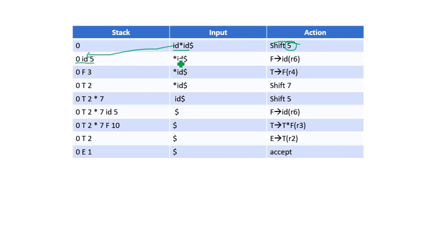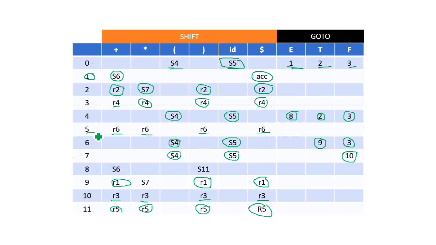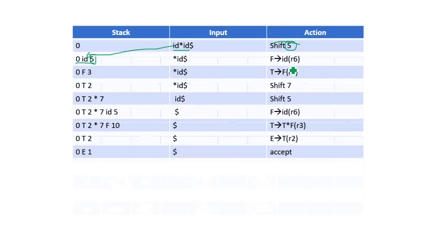Now star is on the right side, 5 is on the left side. So 5 comma star is R6. We can go to the table. 5 comma star is actually R6. R6 is the production F tends to id. When it is reduced, you see the right side of the production has only one element, id. If it is one element, you have to pop two elements from the stack. So 5 will go off and id will go off. Now only 0 remains.